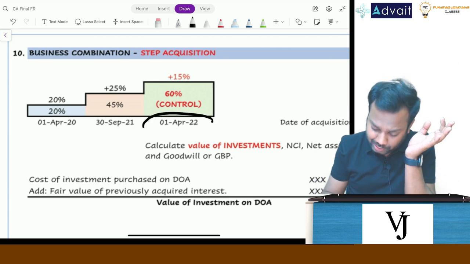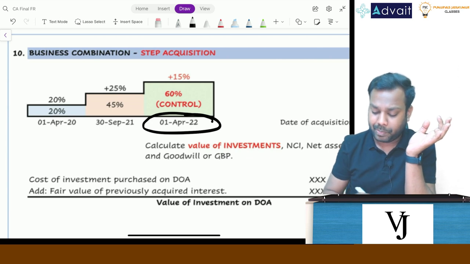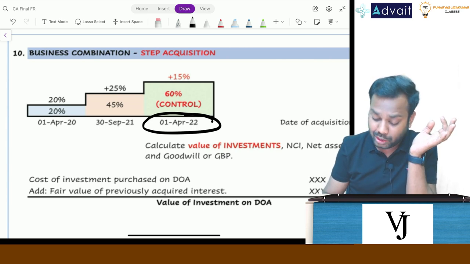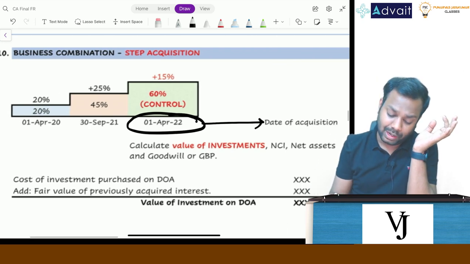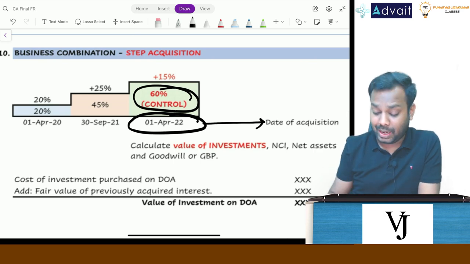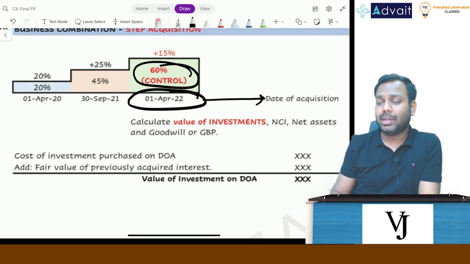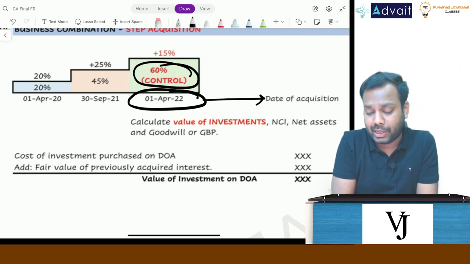So in this picture, there are three dates given: 1st April 20, 30th September 20, 1st April 22. Which one is the date of acquisition? So 1st April 2022 is the date of acquisition, because it is here I have got control over the acquiring company. Okay, now in case of step acquisition, what we have to do and why we have to do it is what we have to study here.